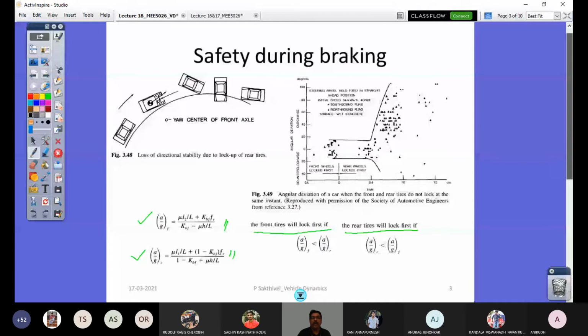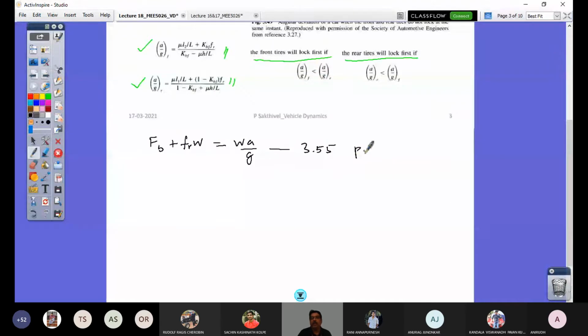I would have now, putting this in 3.50 and 3.51, would give me the following. So what is it that I would have? My 3.50 would become WF is going to be now WL2 by L, static component, plus H by L, WA by G.